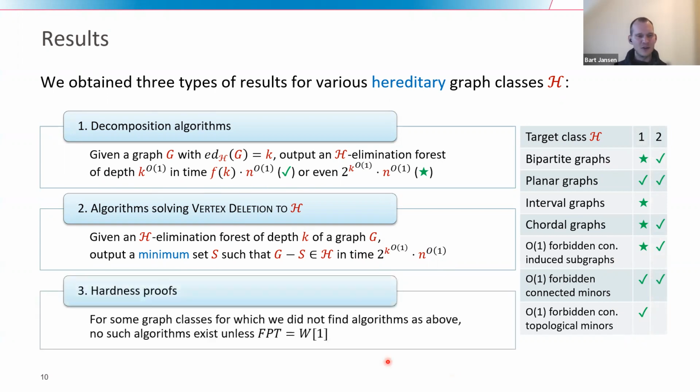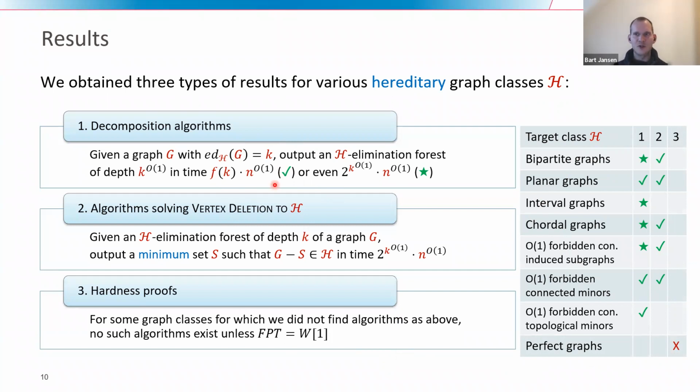And then finally, we also gave hardness proofs. There are some graph families that we would have loved to add to our list of positive results, but we didn't manage, and then we found proof that it is actually impossible. If you would like to end up with a perfect graph, one where the graph coloring number is identical to the clique number, then these types of FPT algorithms do not exist, not even approximate FPT algorithms.